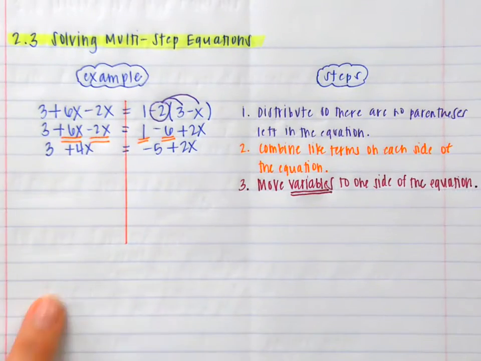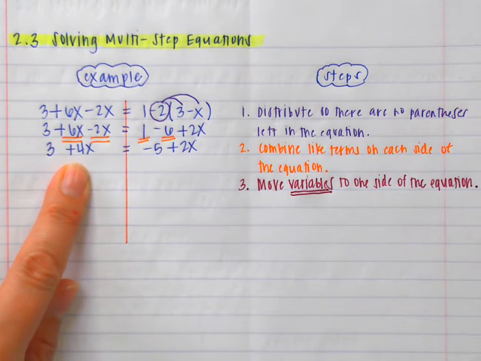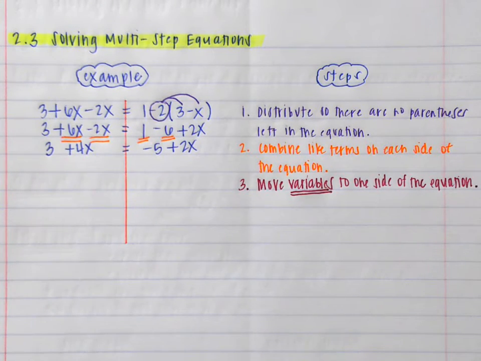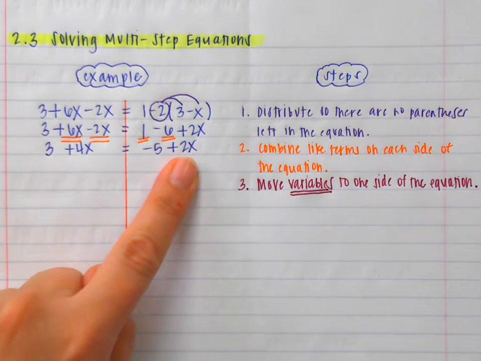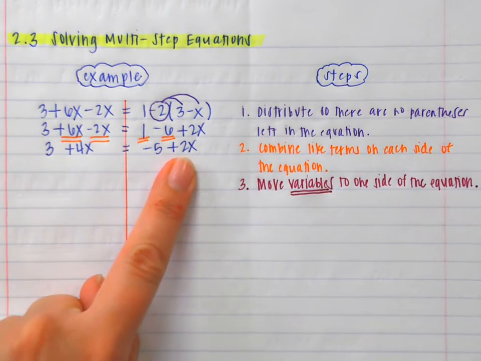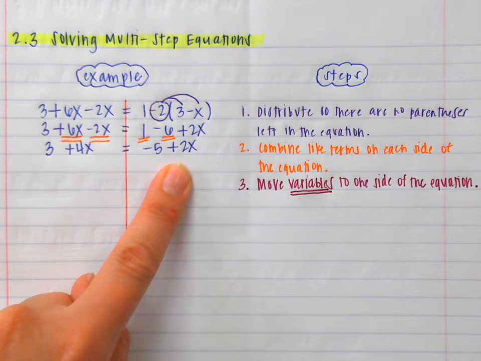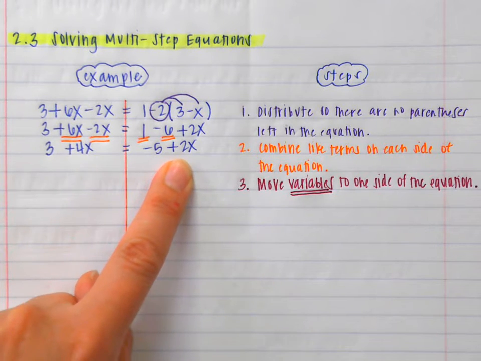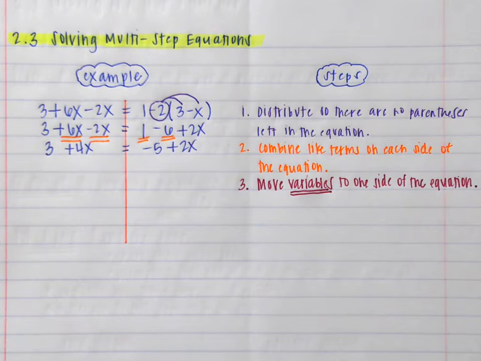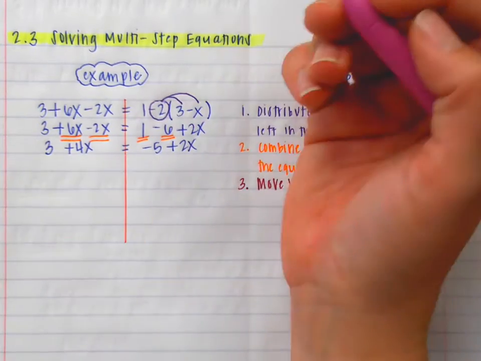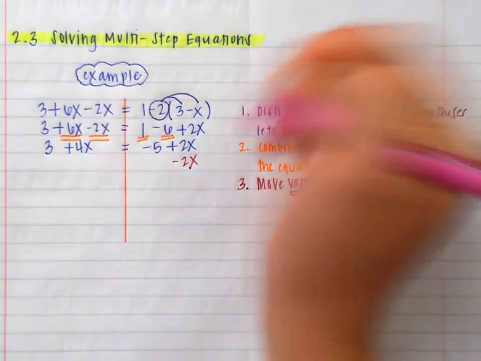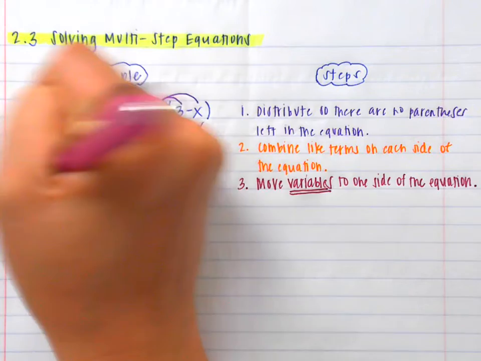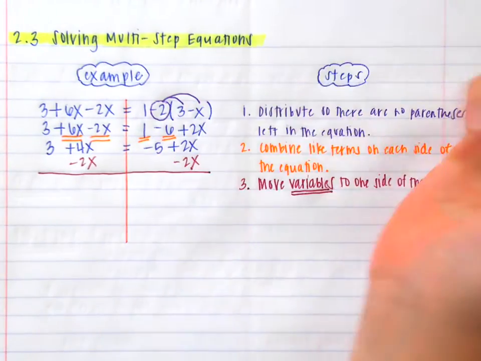Okay, so I have a 2x here. I have a 4x here. So what I'm going to do is move the 2x to this side. How I do that, this is a positive 2x, so we're just applying our inverse operations. Positive 2x, the opposite of adding is subtracting. So I'm going to subtract 2x from both sides of the equation.